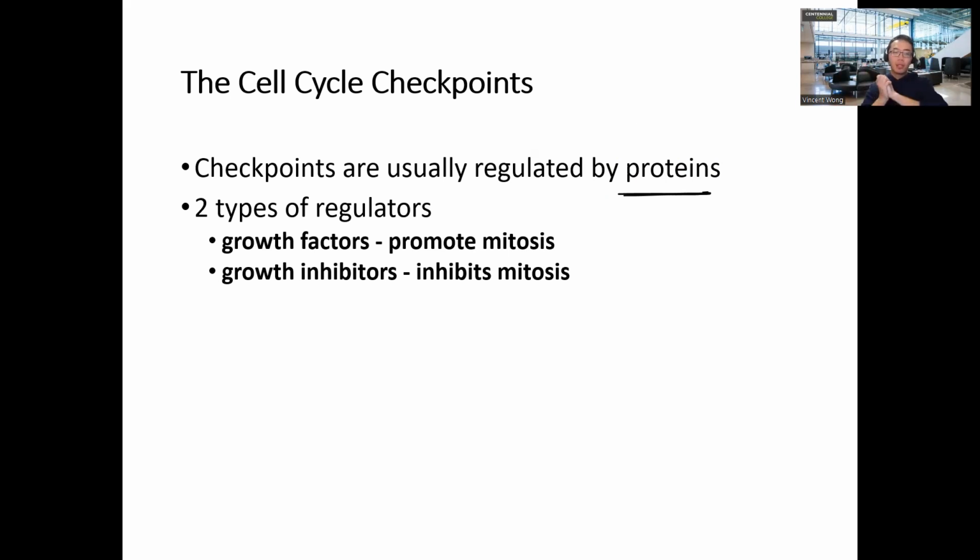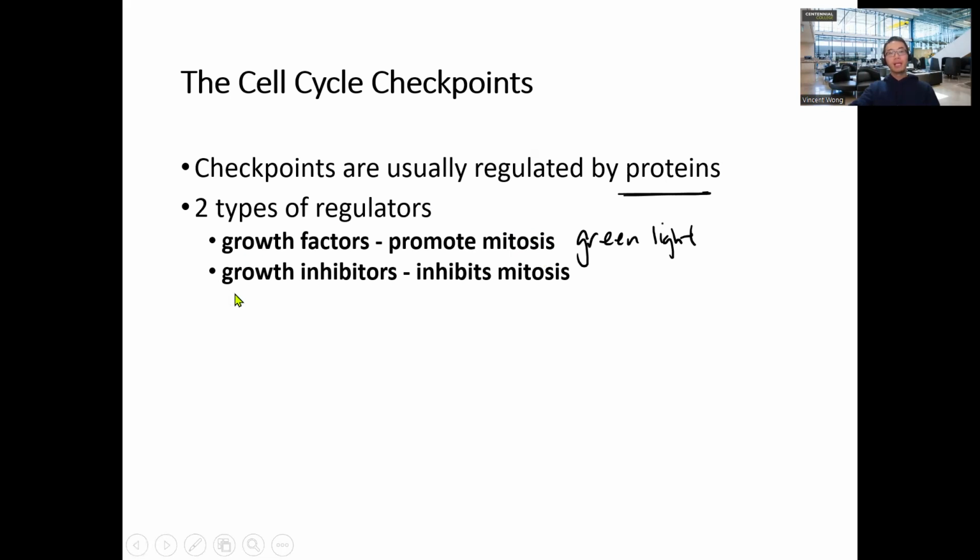Now, to keep things simple, red light and green light, right? We have 2 types of checkpoint proteins. We have those that are responsible for turning on the green light. We call them growth factors. Okay, so these are the green light proteins. They are the ones that tell the cell, you are good to go. You are allowed to proceed to cell division. You give them the go ahead, and these growth factors promote mitosis.